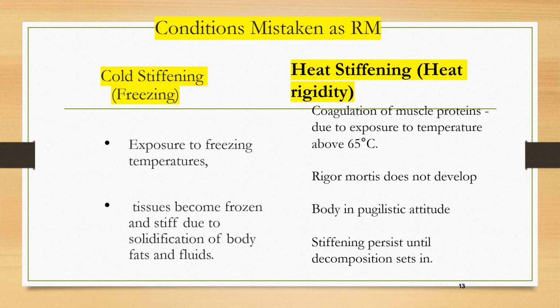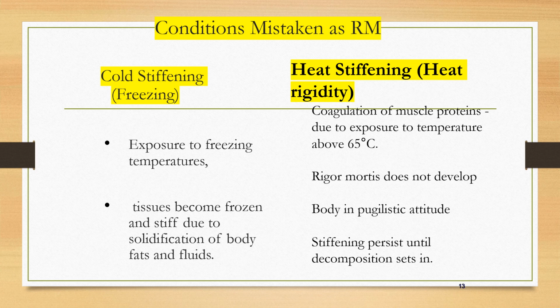We were talking about conditions mistaken for rigor mortis. First was cadaveric spasm, and next are cold stiffening and heat stiffening. Cold stiffening is because of freezing temperature. If the body is kept in refrigerated conditions, then because of exposure to that freezing temperature, tissues become frozen and stiff due to solidification of body fats and fluids.